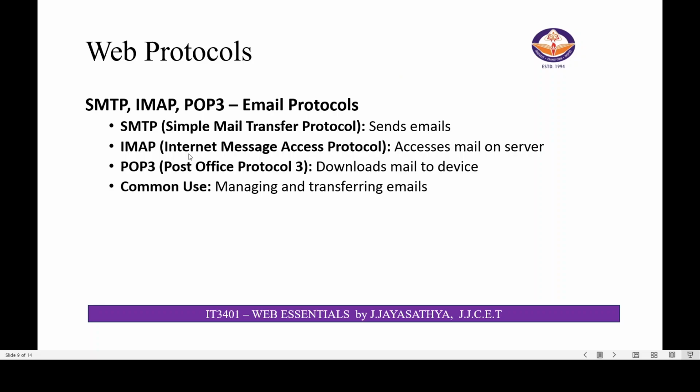And IMAP is Internet Message Access Protocol. It is for accessing the mail on a server. And POP3 is Post Office Protocol 3. It downloads the mail to your device, like your phone or computer. For example, you check your email on your laptop using POP3. The messages are downloaded and removed from the server. Later you check your phone, and the mails aren't there because they were already downloaded to your laptop.